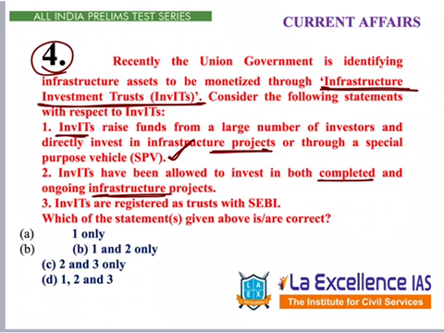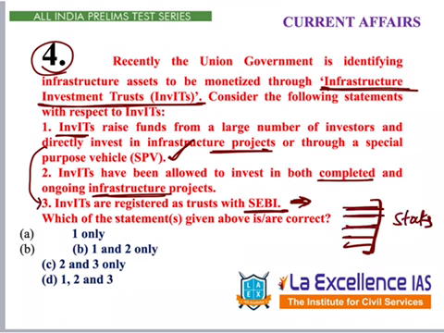Next, InvITs are registered as trusts with SEBI. Why SEBI? We should think over here. SEBI is the regulator for the capital market. Here if we see the method of getting money, they are getting money from a large number of investors. It means mutual funds also get money from a large number of investors and invest in stocks. But here they are getting money from a large number of investors but investing in infrastructure projects. So this is similar to mutual funds. So SEBI would be the regulator. We can say 3 is correct.